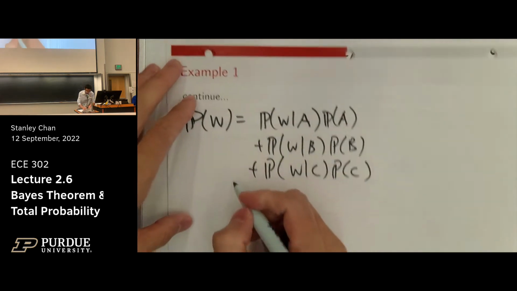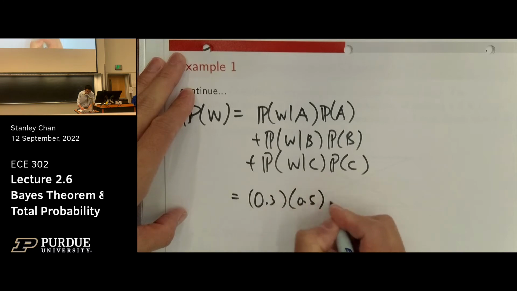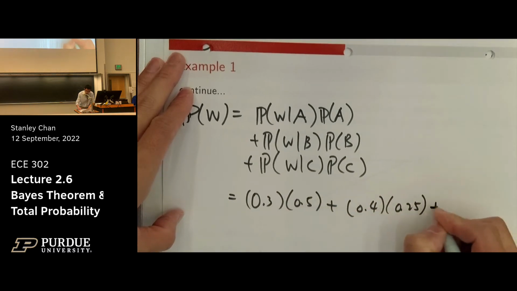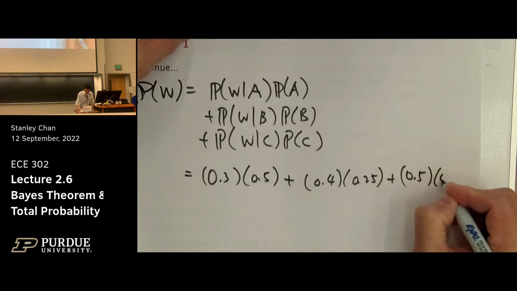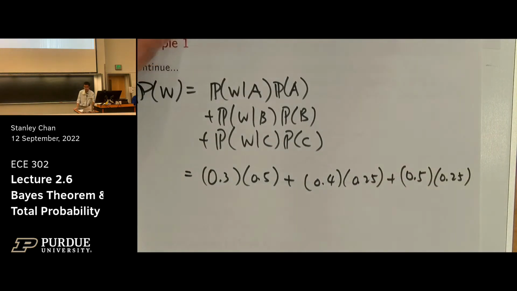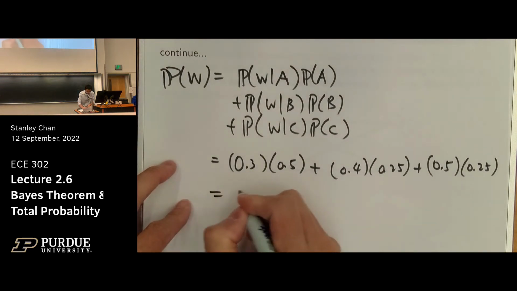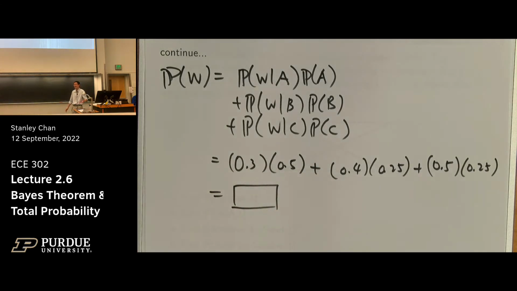You multiply them together, so you have 0.3 times 0.5, plus 0.4 times 0.25, plus 0.5 times 0.25. This is the probability. And you're going to get some number that, of course, I cannot calculate without a calculator. But you know what I mean, right? So you can plug in these numbers, and you get a number. And that is the probability of winning.